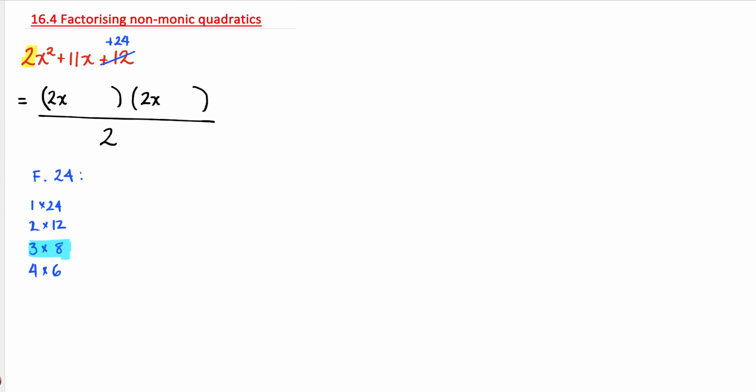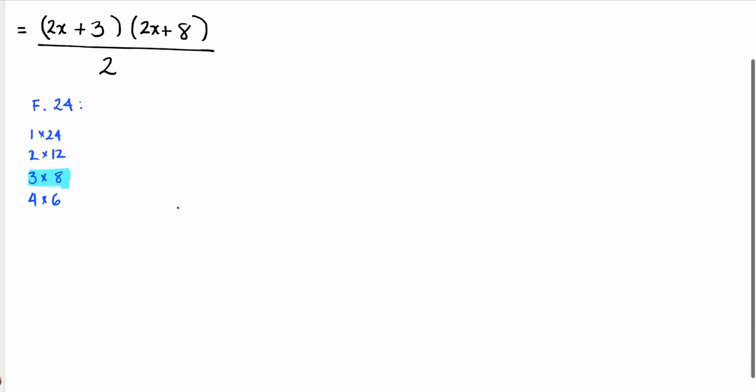So I'm going to put them in here. 3 and 8. Wonderful. Because I'm getting to 11, positive 11, and here I have a positive 24, then I know that both of them are positive. Okay? So far, so good. So this is what I have so far. I'm going to rewrite it.